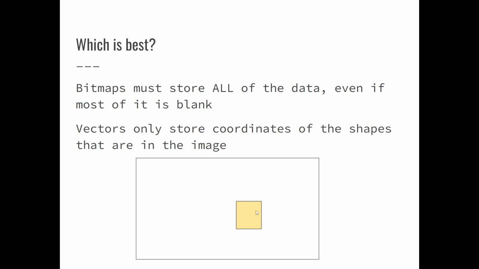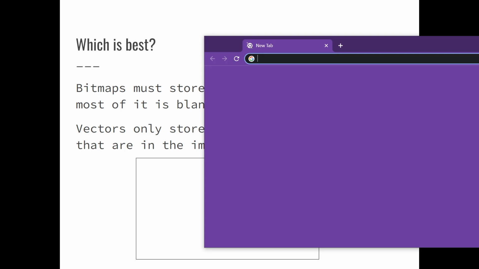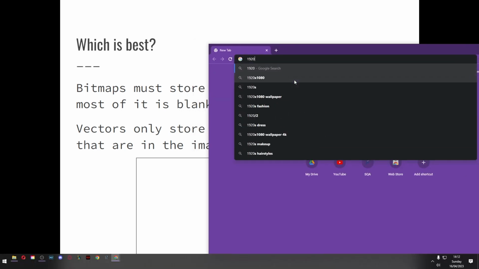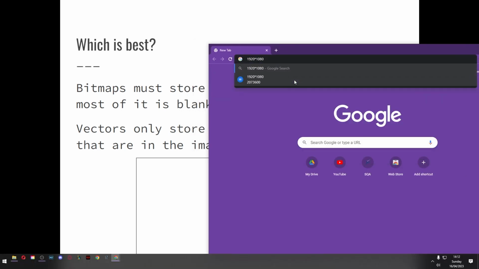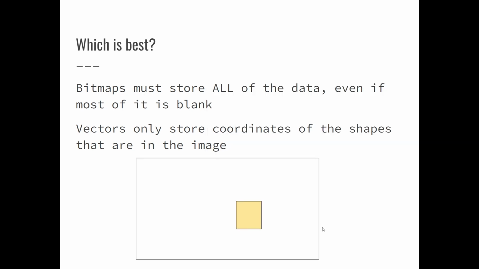12 bytes, that's 96 bits. If this was a bitmap image, the calculation would be 1920 times 1080 times 24 bits for the colors. This is how many bits it would take up. 49 million. You can see that vectors definitely have an advantage when it comes to shapes. 96 bits to store this as a vector, over 40 million bits to store it as a bitmap.